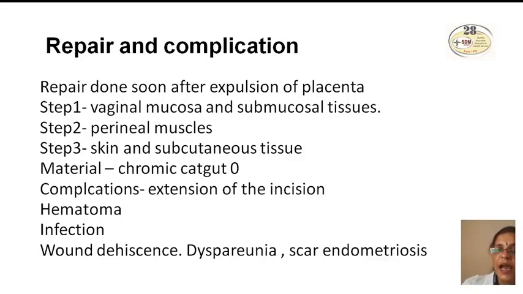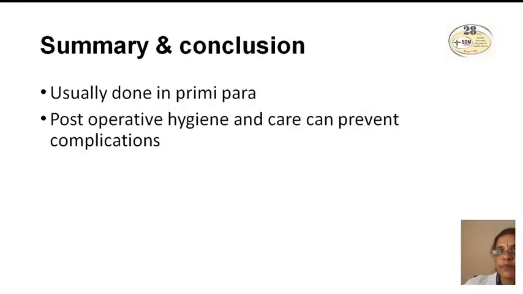And if the episiotomy is extended, it becomes a major complication. It may include the posterior vaginal fornices deeply, and it may even include the rectum. It may injure the rectum, and sometimes there may also be hematoma formation, and if hygiene is not maintained and care is not given, infection may also happen. Rarely, wound adhesions, dyspareunia and scar endometriosis may also be complications of this episiotomy wound.